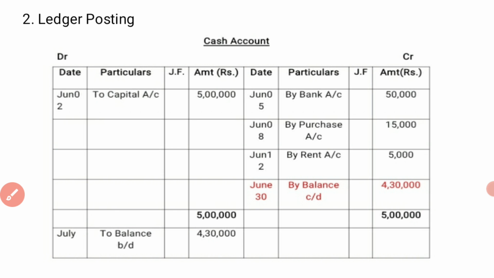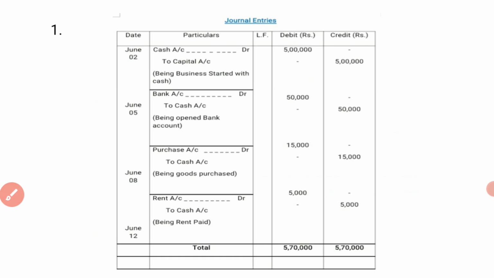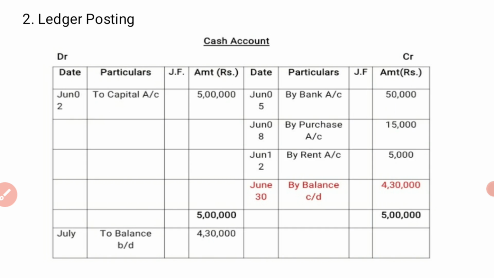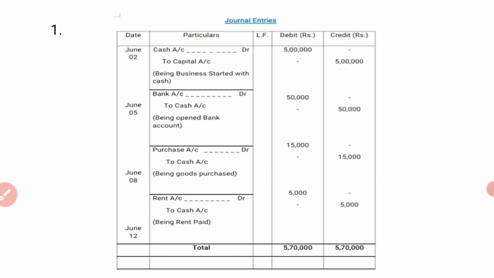Next, after cash account, you are going to prepare capital account. So next one, that is capital account. So let us see the journal entry. In this journal entry, capital related transaction is only one, that is also credited. So write the capital account in credit side.